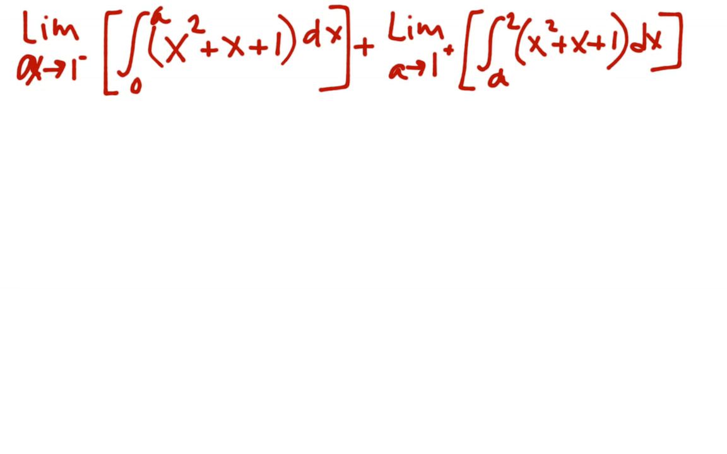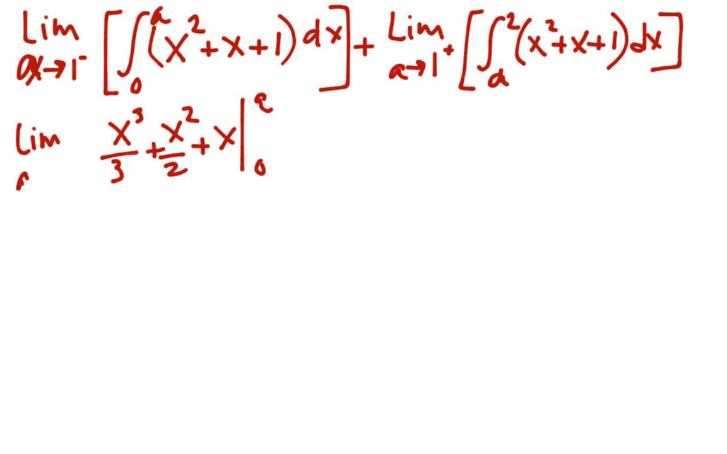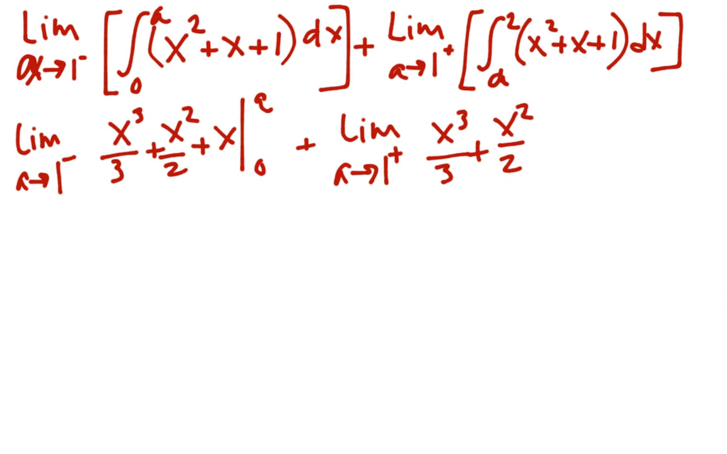Right, so now I'm going to integrate. I'm not really evaluating the limit yet, I'm just taking the integral: x cubed over 3 plus x squared over 2 plus x between 0 and a, still the limit as a approaches 1 from the left side, plus the limit as a approaches 1 from the right of x cubed over 3 plus x squared over 2 plus x between a and 2.